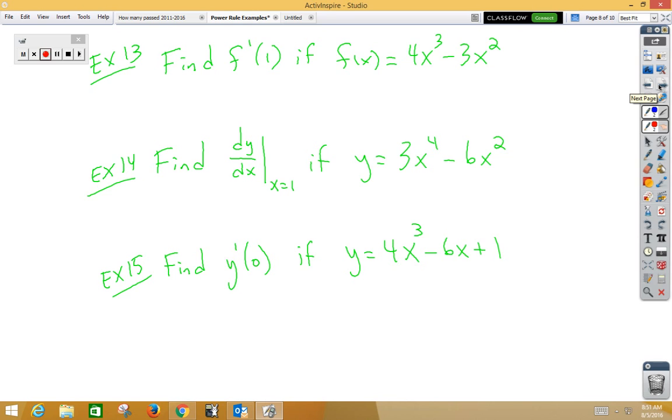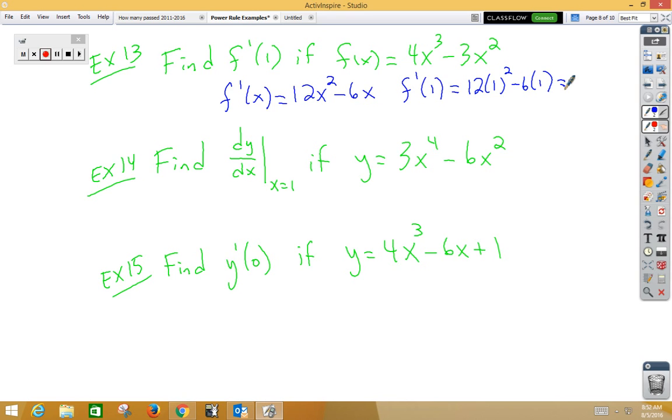In these examples, now we're doing not only the derivative, but we're going to plug in a number after we take the derivative. So f prime of 1 means take the derivative and plug in a 1. So our derivative, f prime of x, would be equal to 12x squared minus 6x. We're now going to plug in a 1 to that derivative. So 12 times 1 squared minus 6 times 1 would be 12 minus 6, which is 6.